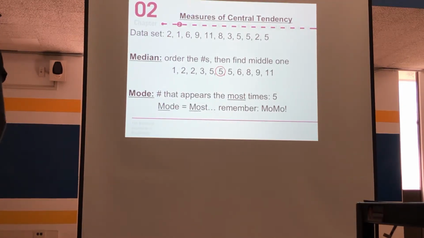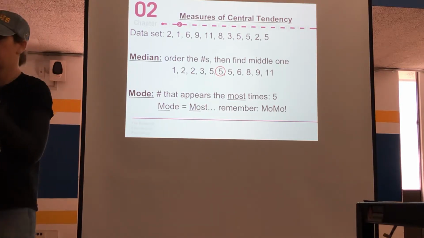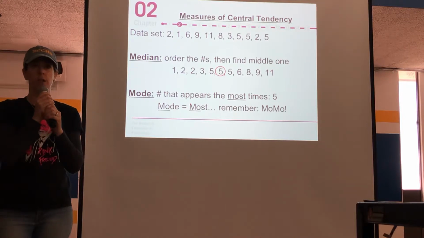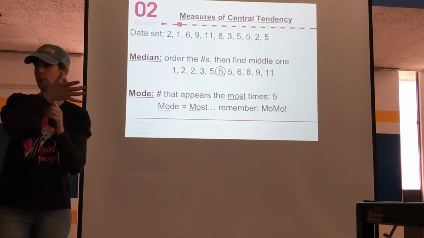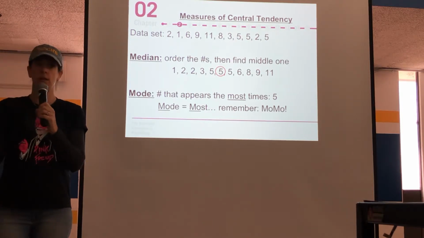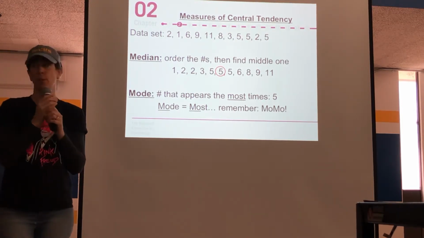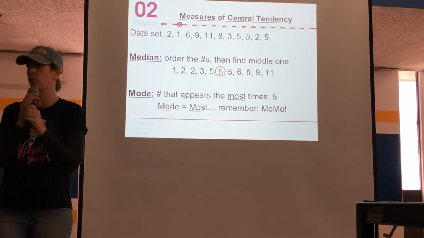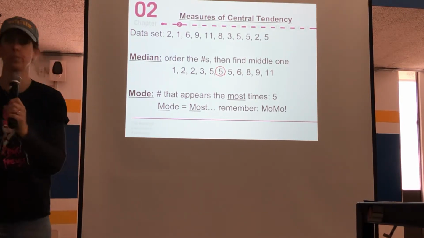What about mode? Mode. The one that appears the most. Can you have more than one mode? Yeah, you can, right? If you have like 3 1s and 3 5s and the rest are only 2 or 1 of each number, then yes, 1 and 5 would both be modes, right? Can you have more than one median? No. Can you have more than one mean? No.